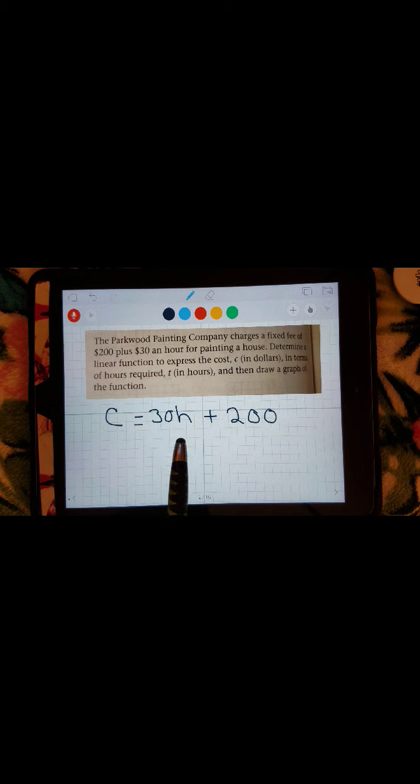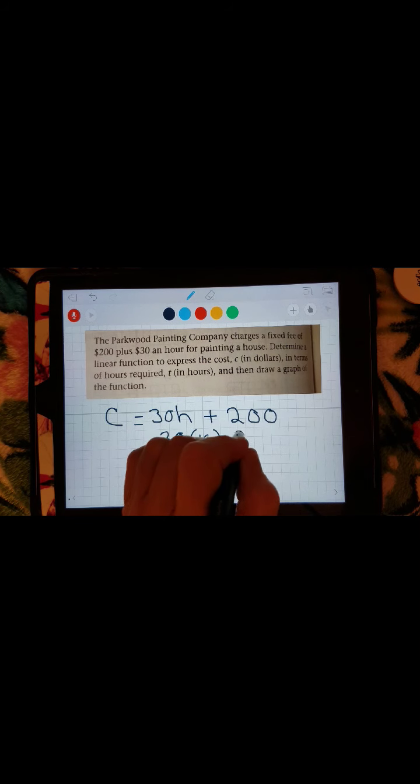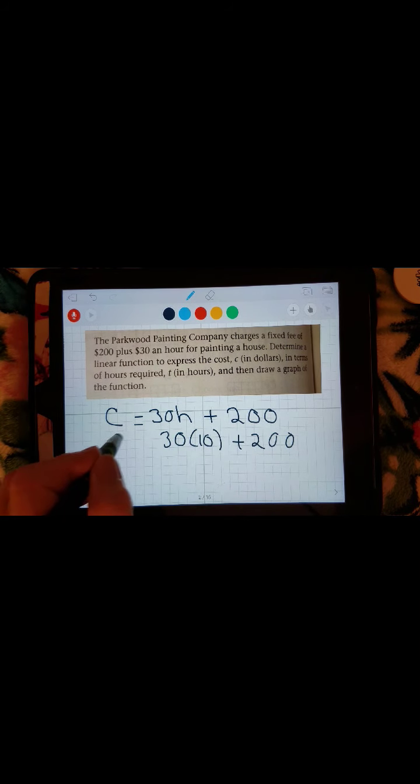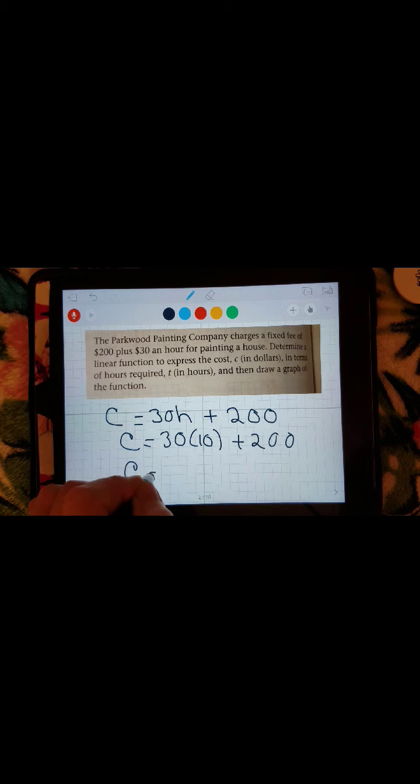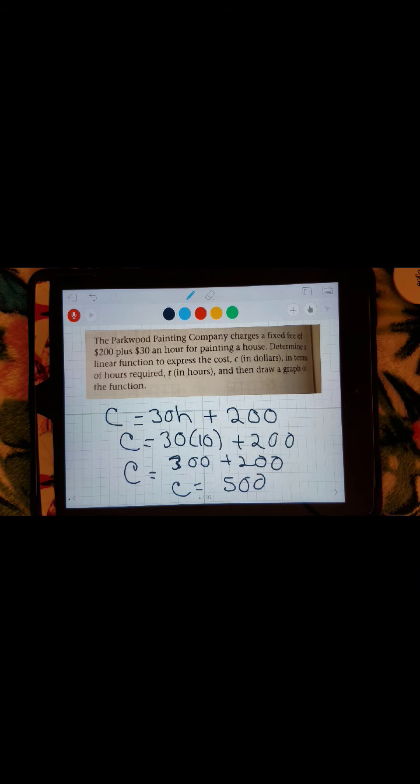So if it took 10 hours to paint your house, it would be 30 times 10 plus 200. So the cost would be 300 plus 200. So the cost to paint your house would be $500. Okay, so let's look to see how we would graph this linear function.